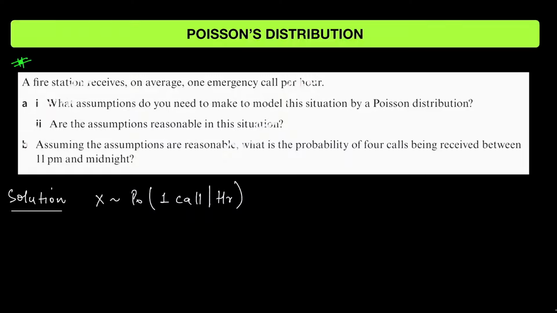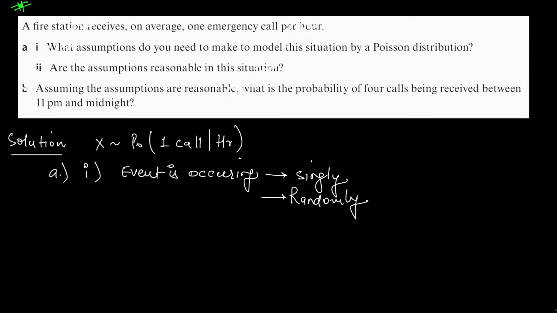So this is something which is given to us, and now A part is first saying what assumptions do you need to make to model this situation by Poisson distribution. So I will write that events are occurring, first of all, singly, randomly. Third one is each event has constant probability of occurrence.